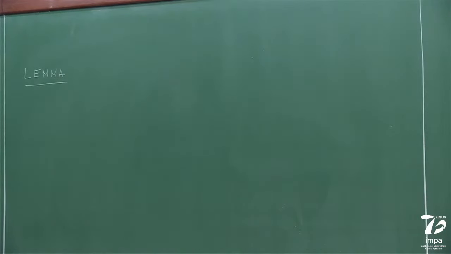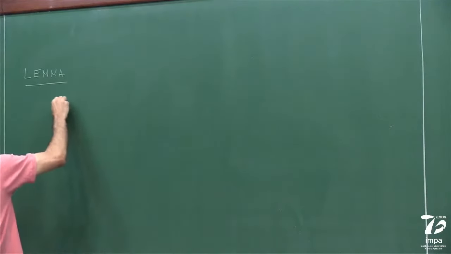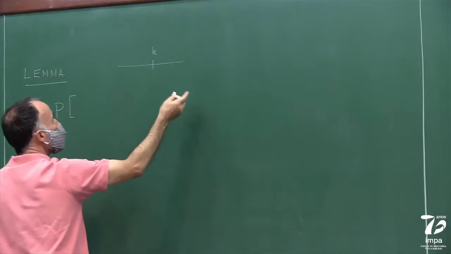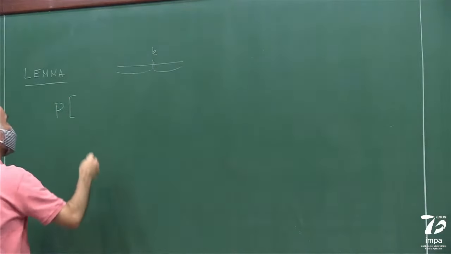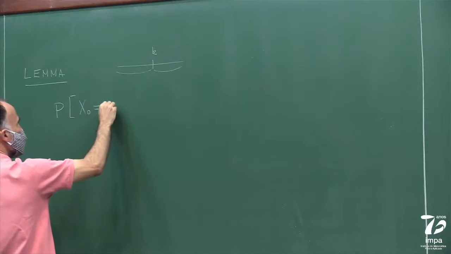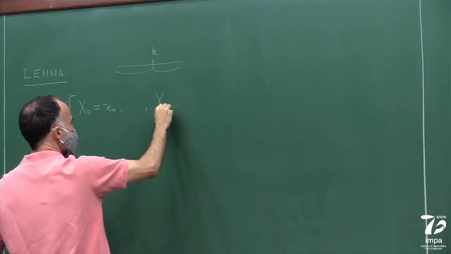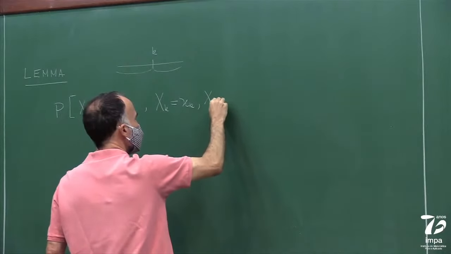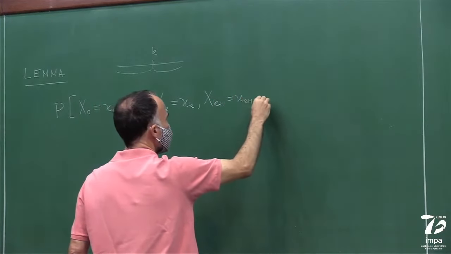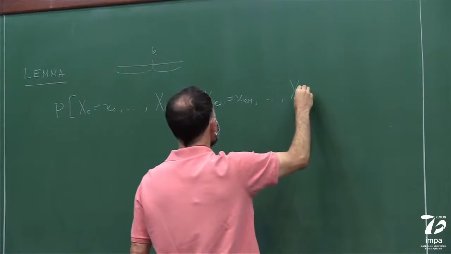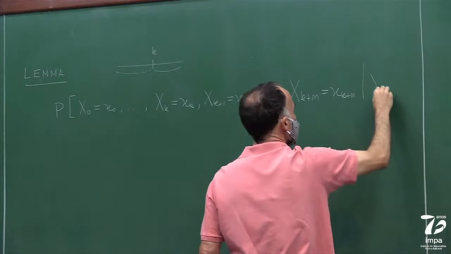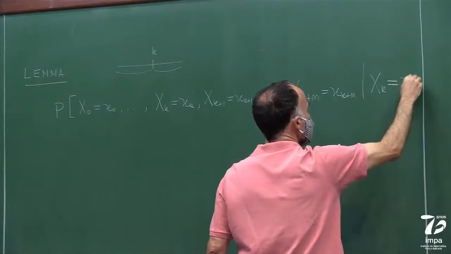It's that given the present, the past and the future are conditionally independent. So the formula I want to prove is this. I fix a time k. So I will condition the past and the future. So I take x0 equal to x0, up to xk equal to xk, xk plus 1, up to xk plus n, given that xk is equal to x.